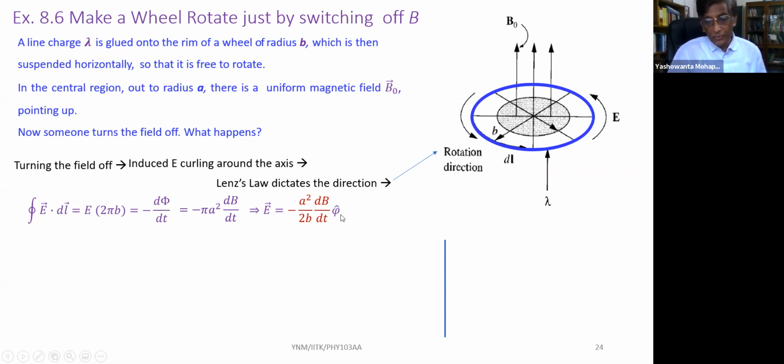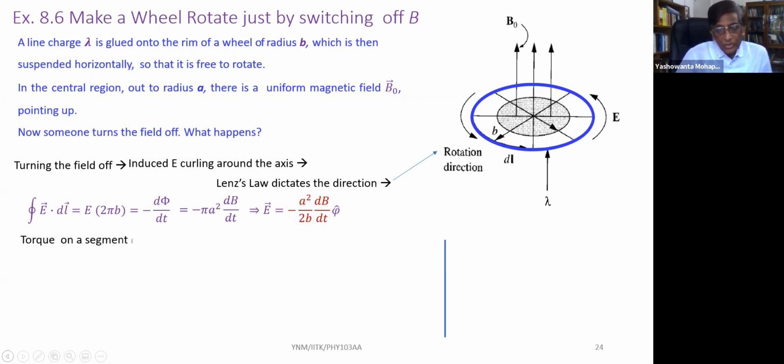The direction is, of course, in the phi direction, circumferential. The magnetic field change was happening axially, and hence the electric field induced will be circumferential. It is a cross product: del cross E is minus dB by dt. So that is my E.